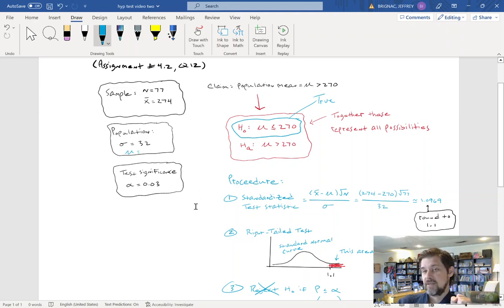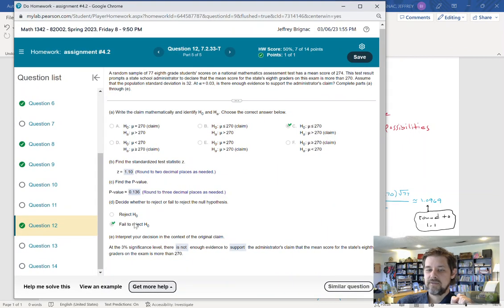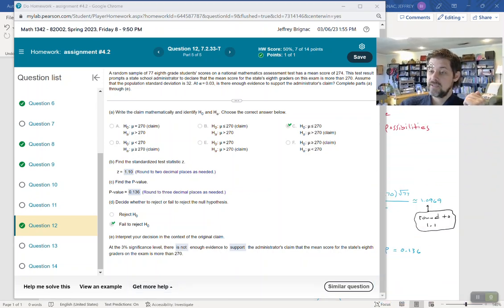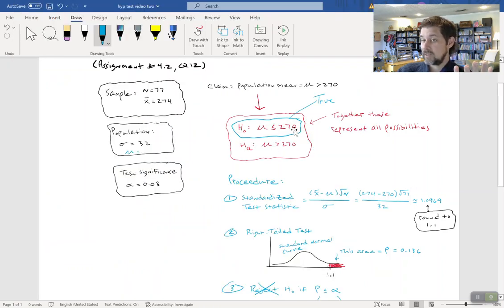All right. Okay, so let's see how MyMathLab phrases that last part. You see how it says interpret your decision? At 3% significance, so that significance level of 0.03 means 3%, there's not enough evidence to support the administrator's claim that the mean score for the state's 8th graders on the test is more than 270. This is the one I'm going to accept as true, and I don't accept that one as true. That's just another way of saying that.